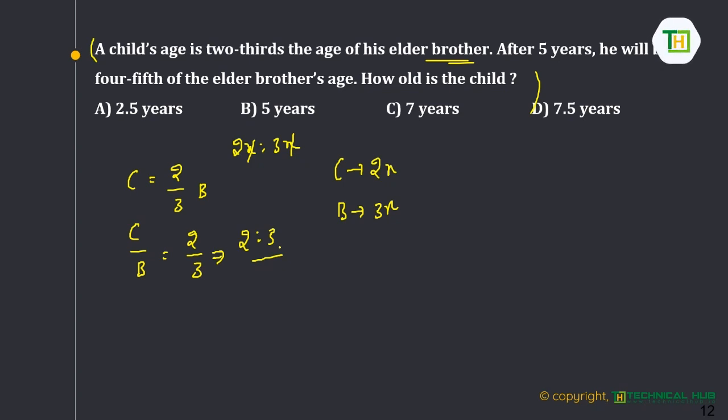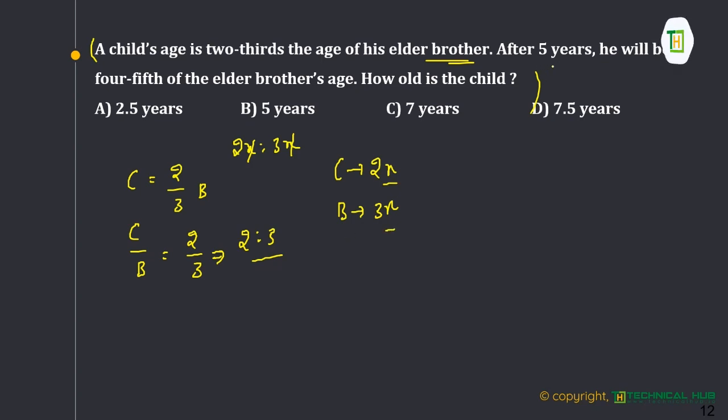Here I am multiplying x on both sides. Why am I multiplying x on both sides? To convert from ratio to number, I have to multiply with one common variable. So I am taking x here. So child age is 2x and brother age is 3x.